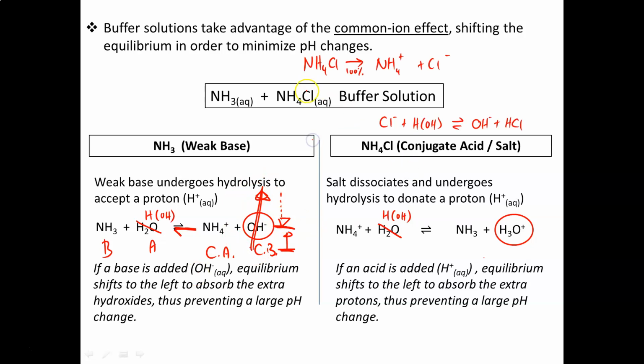Now, as we saw with ammonium chloride, it is a salt, and so it 100% breaks up into ammonium ions and chloride ions. We don't care about the chloride ion. It's going to be a spectator, because if it tries to react with the water, you would make HCl.